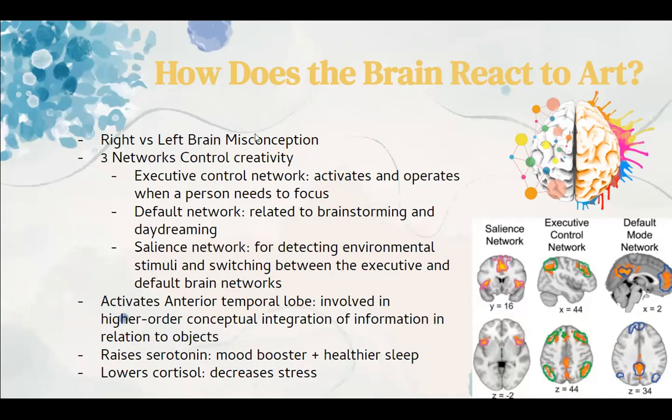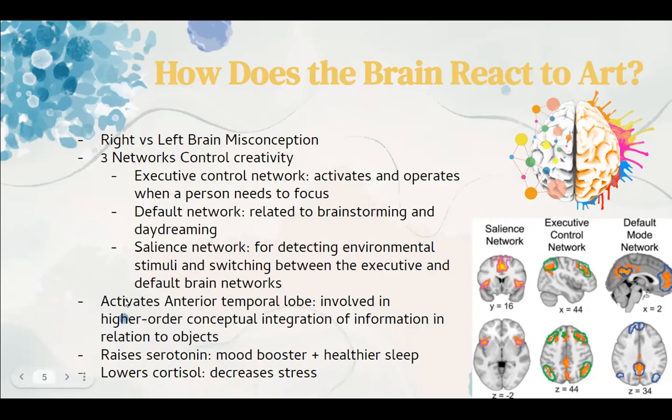So there are three networks that control creativity: the executive control network, which activates and operates when a person needs to focus; the default network, which is related to brainstorming and daydreaming; and the salience network for detecting environmental stimuli and switching between the executive and default brain networks. And you can see in this image here, all the different networks have regions that are across the different hemispheres. They're not just concentrated in one.